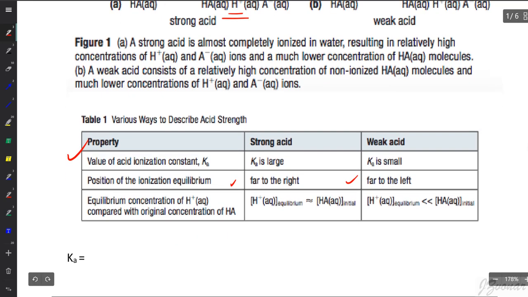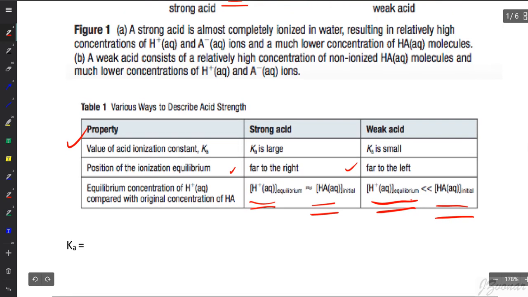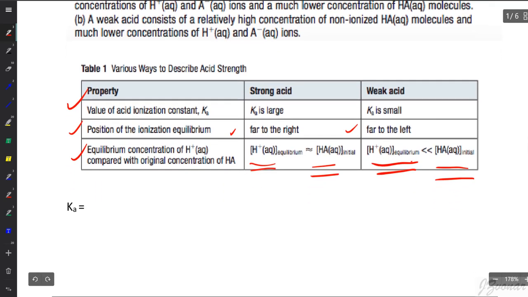With respect to the hydrogen ion concentration, this is very important: for a strong acid, my hydrogen ion concentration is equivalent to the initial concentration of the original acid at the start of the reaction. They're equal in essence. For a weak acid, though, the concentration of hydrogen ions at equilibrium is going to be much less than the initial concentration of the acid. These are very important properties and ways in which we can describe the strength of an acid.